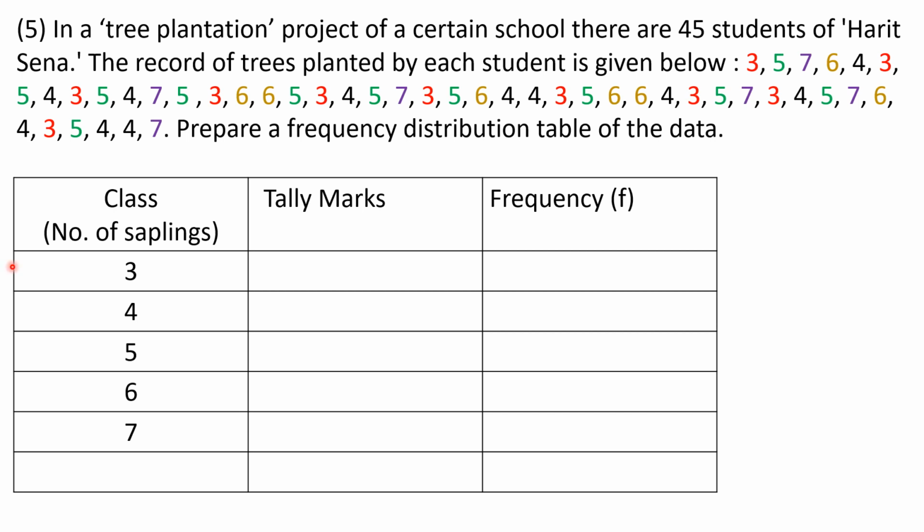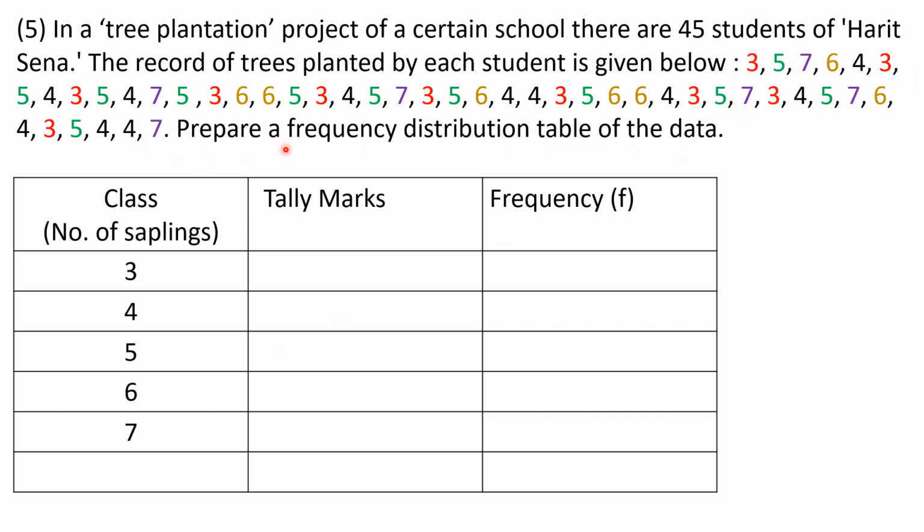So I have written student here in class 3, 4, 5, 6, 7. This is my ungrouped frequency distribution table. Now student, you have to put tally marks. One method you can do is go step by step: 3, then you'll put one tally mark in the class of 3. Then 5, then you'll put 1 over here. You can go one by one this way.